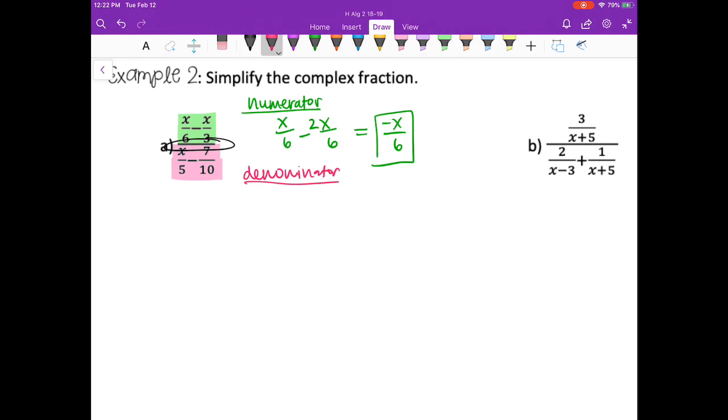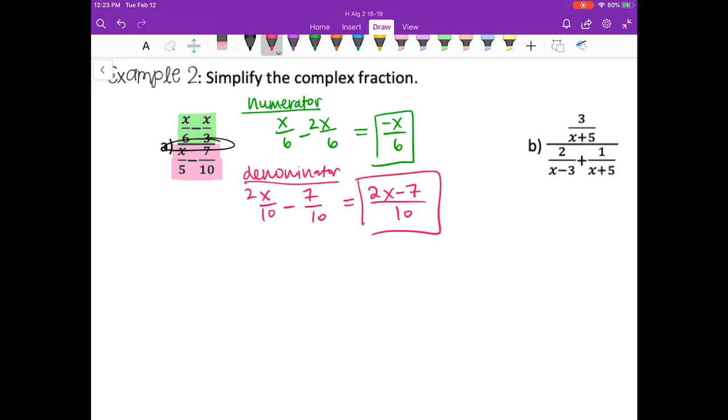Our denominator, okay. We have x over 5 minus 7 over 10. Our LCD in this case would be 10. So we change that first fraction into 2x over 10 minus 7 over 10. Now, we can't combine our 2x and our 7. That's fine. Just call it 2x minus 7 over 10.